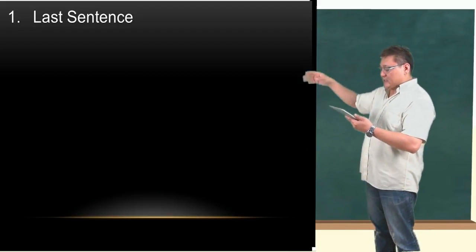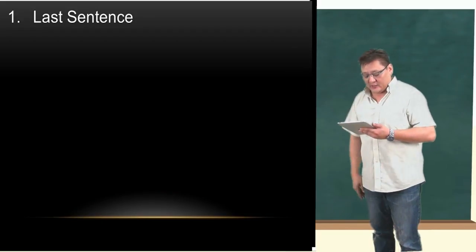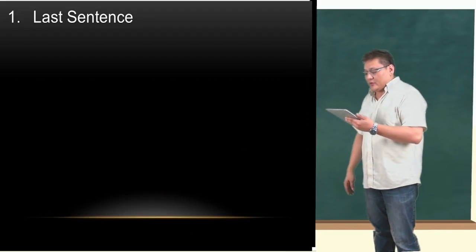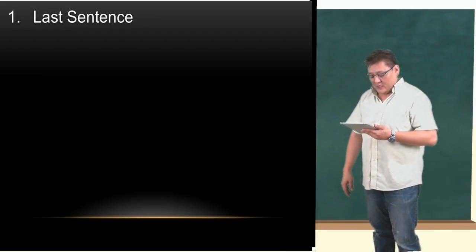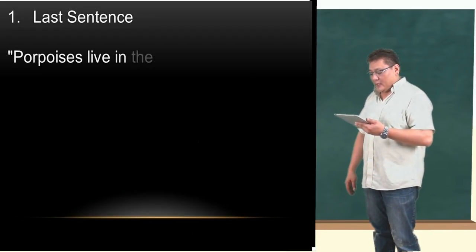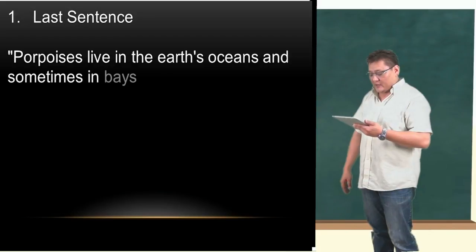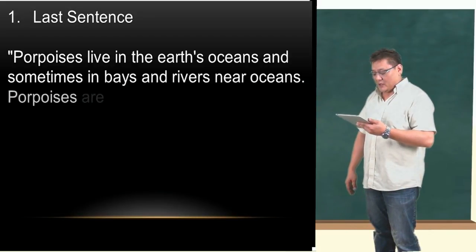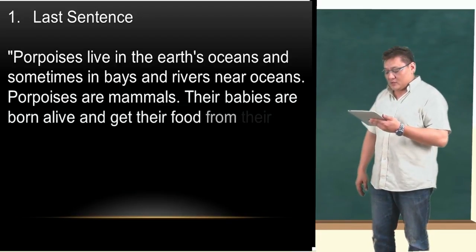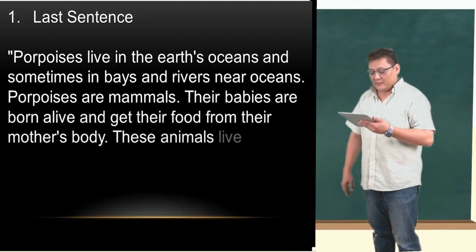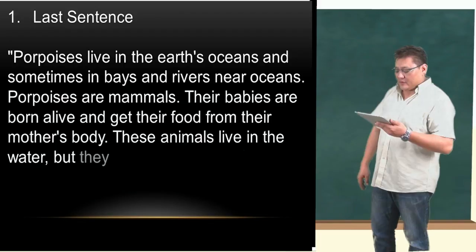If you take a look at the first sentence, right, the way we first did it, look at your first sentence. Porpoises live in the earth's oceans and sometimes in bays and rivers near oceans. Porpoises are mammals, and their babies are born alive and get their food from their mother's body. These animals live in the water, but they must come up for air. Porpoises are very interesting animals.